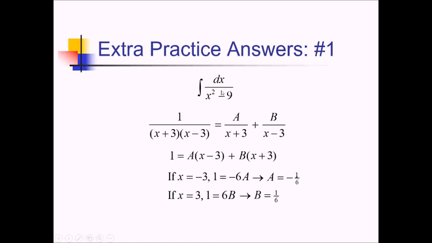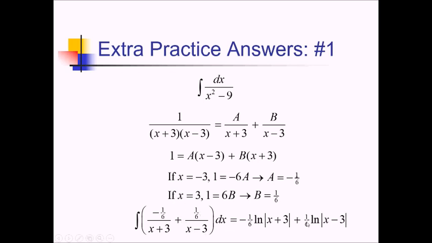Rewriting my integral now, using the A and the B that I just found, I can write, let's see here, (-1/6) over (x + 3) plus, now I can write 1/6 instead of B, over (x - 3) dx. And then for each of these, I'm just going to use my ln antiderivative. So this first one is going to be -1/6 ln|x + 3| plus 1/6 ln|x - 3|. Don't forget the plus C.